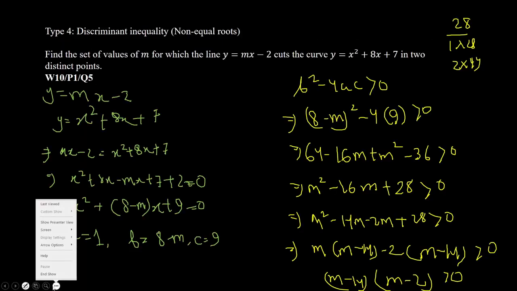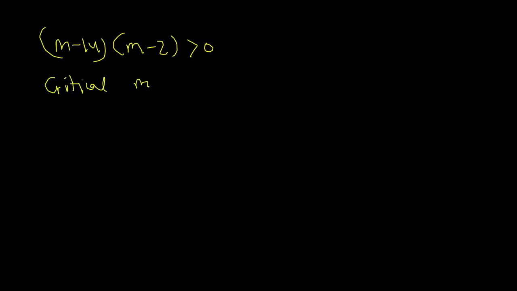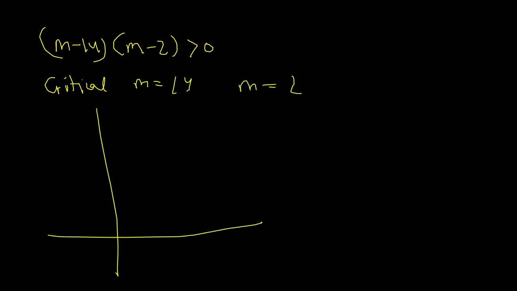Okay, fine. Actually I have to use another page for this one. So m minus 14 and m minus 2 is actually... this means that your critical values will be m equals 14 and m equals 2. So therefore the graph, because it's actually a positive graph, is going to look something like this. Oops, not like this. It's going to look something like this.